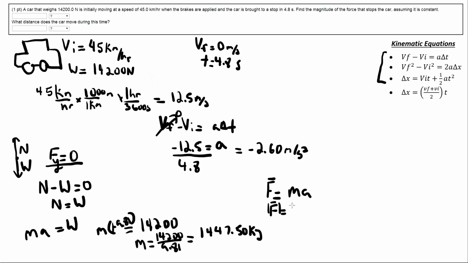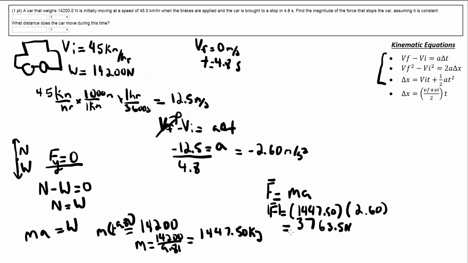So in this case, the mass is 1,447.50 kilograms times 2.60 meters per second squared. And we end up getting the magnitude of the force being 3,763.5 newtons.